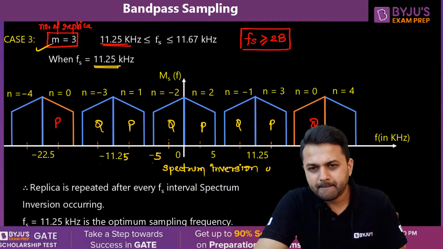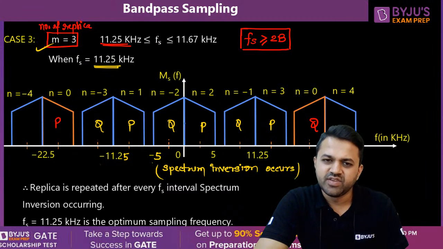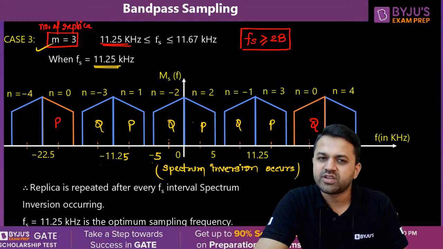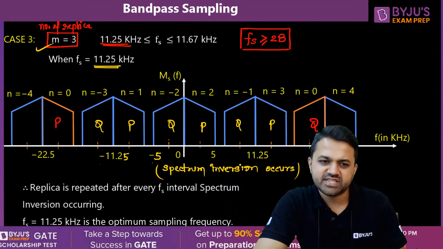Spectrum inversion is not a problem in the receiver. We are looking for the lowest sampling frequency. So 11.25 is the lowest sampling frequency we are getting, with the spectrum inversion. So Fs equal to 11.25 is the optimum sampling frequency.